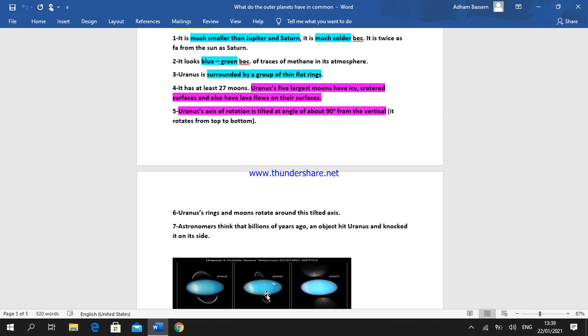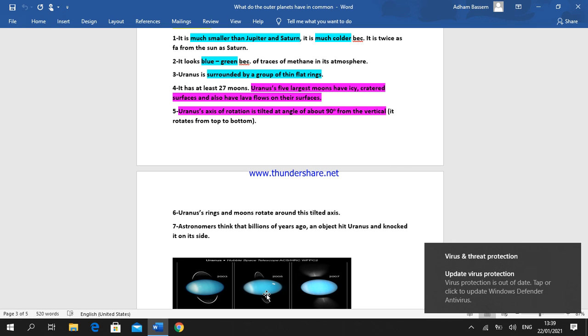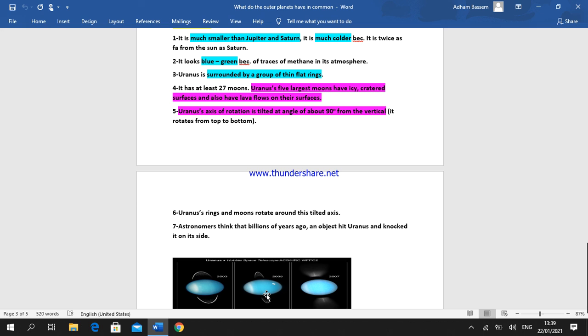The most characteristic feature which distinguishes Uranus is its axis. Uranus' axis of rotation is tilted at an angle of about 90 degrees from vertical. So it rotates from top to bottom, not from left to right, due to its tilted axis. And Uranus' rings and moons rotate around this tilted axis.